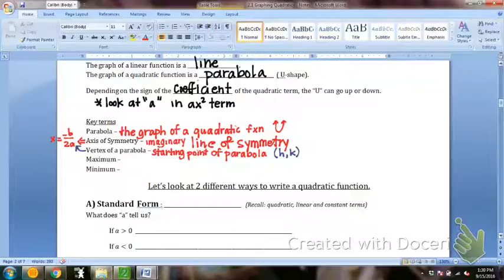Does anybody remember what the maximum is? Yes, it is the highest point of a parabola. The maximum is the highest point of the parabola. So what do you think the minimum is? Lowest. There we go. The lowest point of a parabola.